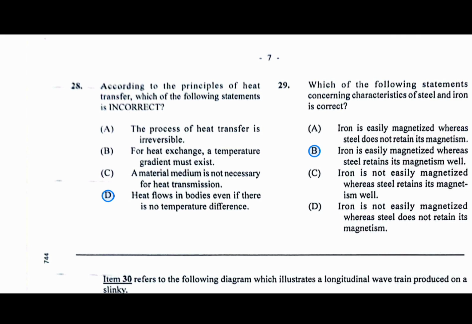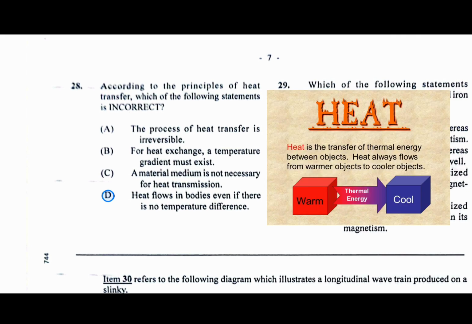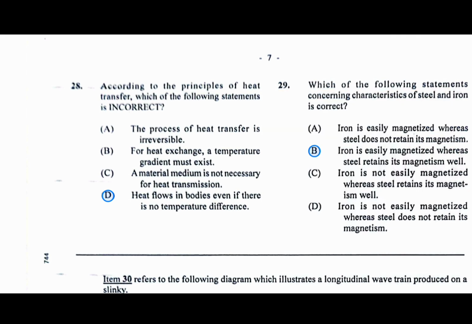28. According to the principles of heat transfer, which of the following statements is incorrect? The answer is D. Why is D incorrect? Think about it like this. Heat always flows from a region of high temperature to a region of lower temperature. Think, for instance, a metal spoon in boiling water. Doesn't the heat travel from the base of the spoon to the top? And that's because temperature always requires a gradient for it to be transferred, always from hot to cold.